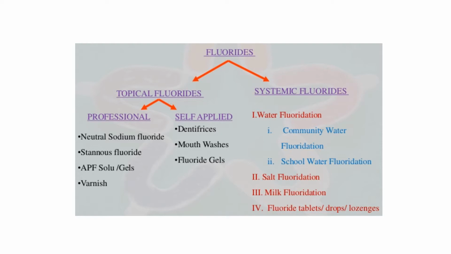Now the next is self-applied. Self-applied is when the patients themselves apply the fluoride. They can directly buy toothpaste, mouthwashes, and fluoride gels from the markets and apply them on themselves. The next one is systemic fluoride. As we have already seen, it circulates through the bloodstream and then goes towards the teeth.